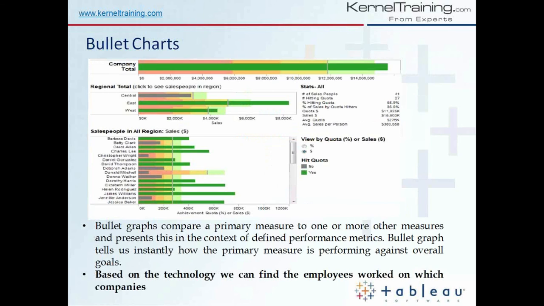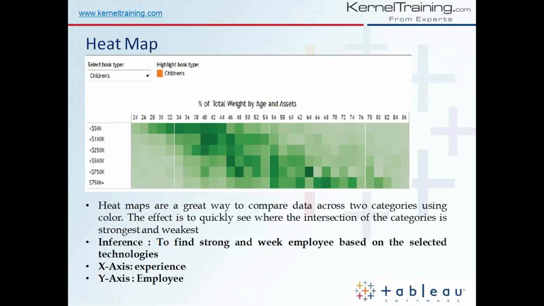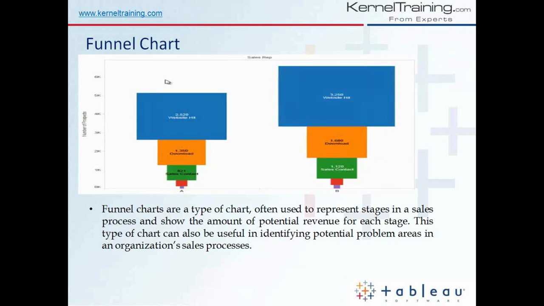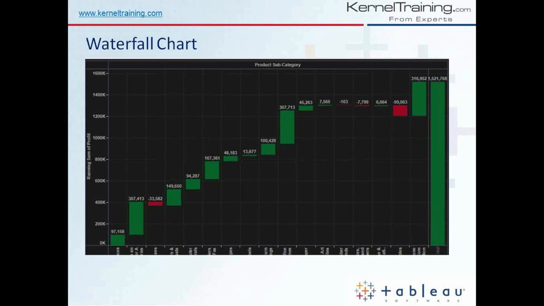This is the bullet chart, and this is the heat map, this is the scatter plot. If you have a scatter plot, we can change the symbols also. We can simply change them, there are a number of symbols. This is the funnel chart. This is the waterfall chart.